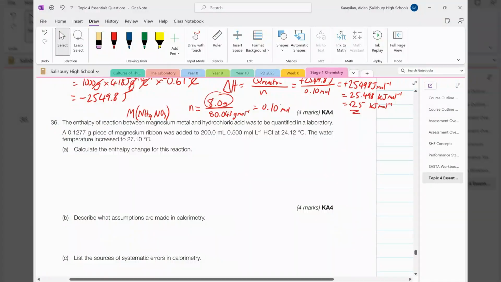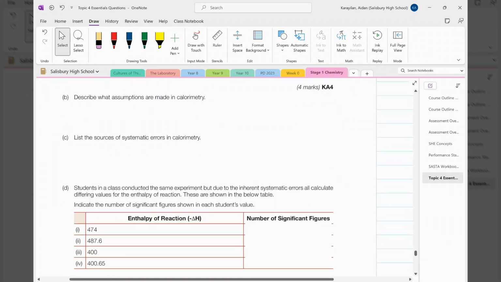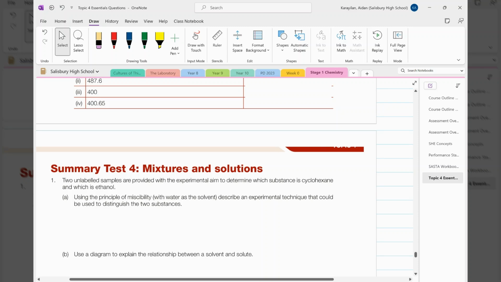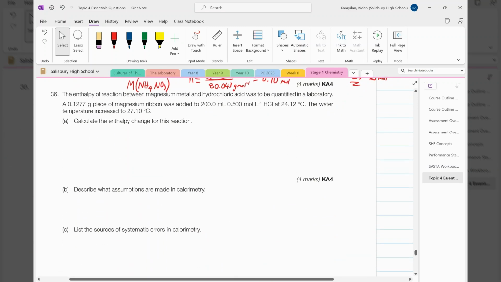Okay, so the last installment of topic 4 questions. Question 36 is the last one before the summary test on this particular set of questions. So let's get onto it and see if I can finish it nice and quickly for you.